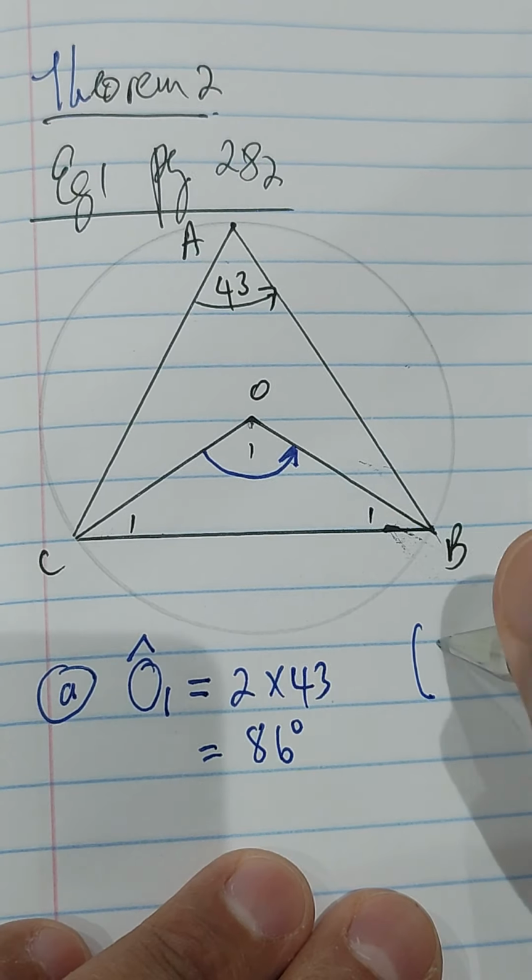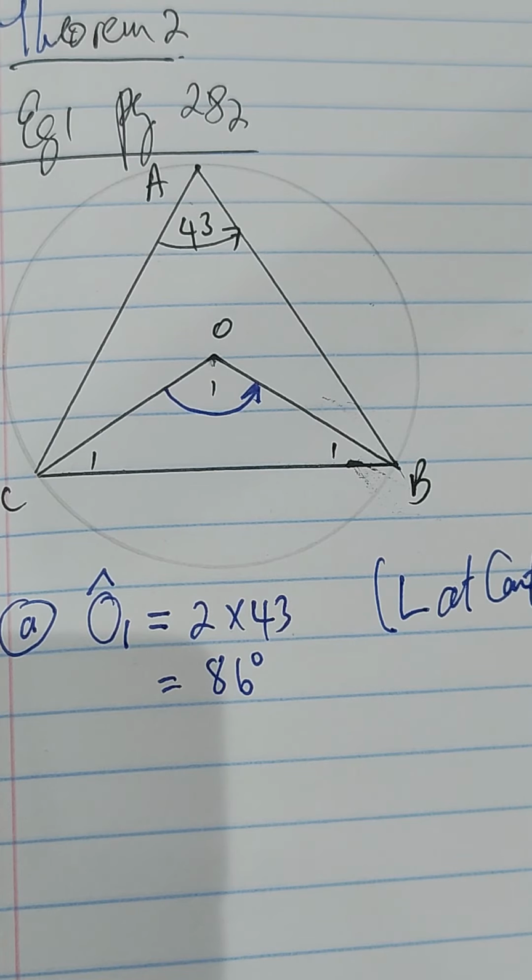So you say angle at center, and that is sufficient. With saying that you'll get your full mark for it. If you want to say the full theorem, it's fine: angle at center is twice angle at circumference.